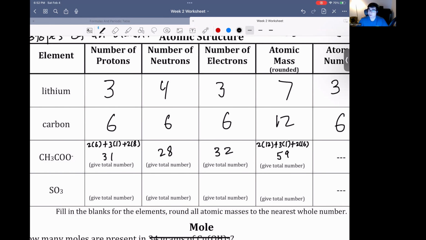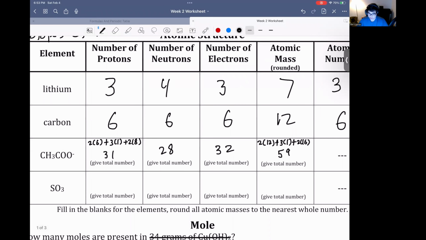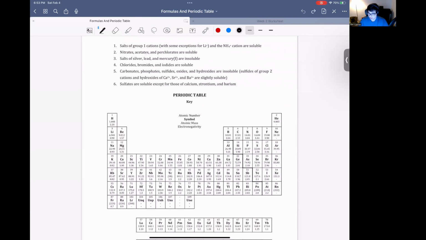Because there's more protons, which are positive. All right, last one here. We have SO3. So SO3, we're going to do the same thing here. We did in the last one, right?